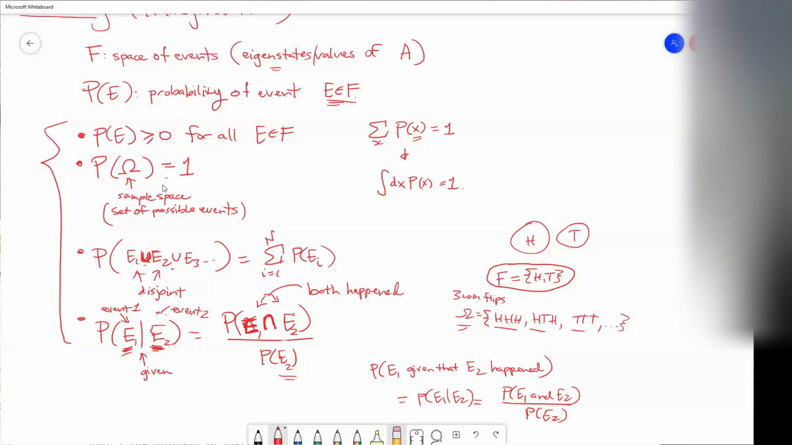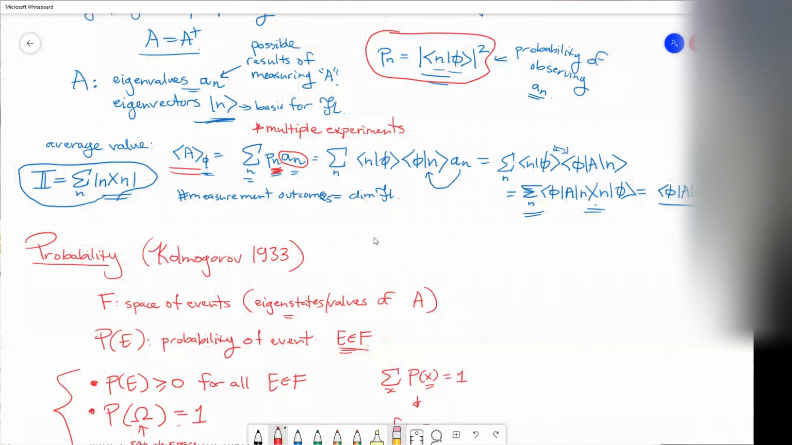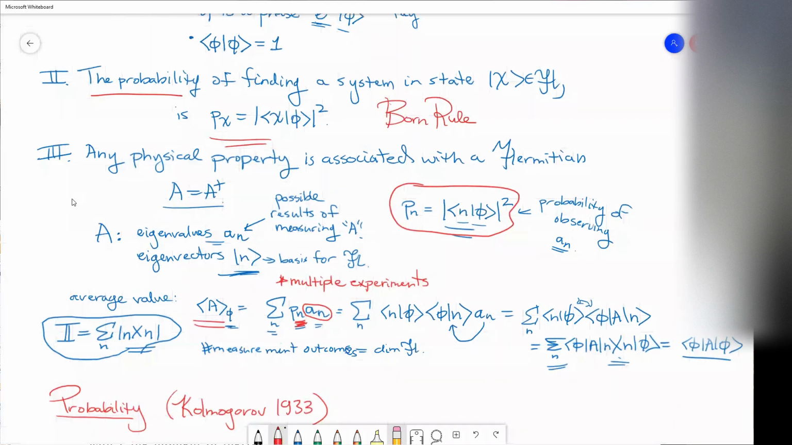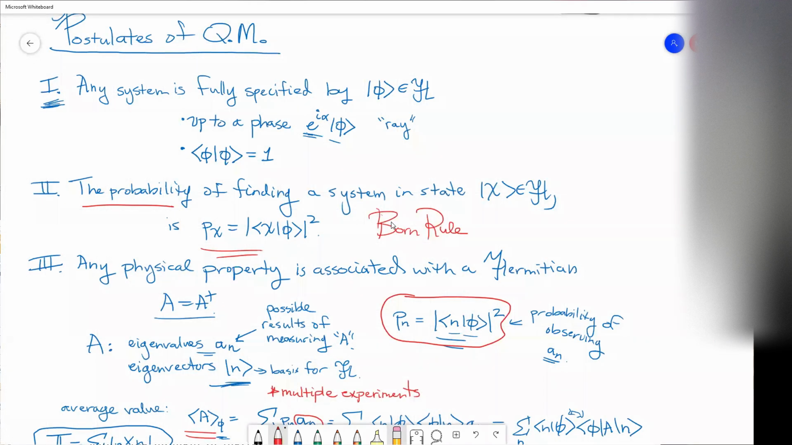But anyway, it's just important to keep in mind that probability plays an important role in all this, and it's formalized. There's a set of axioms for it, and those axioms are kind of embedded in here, right? This is normalization of probability.